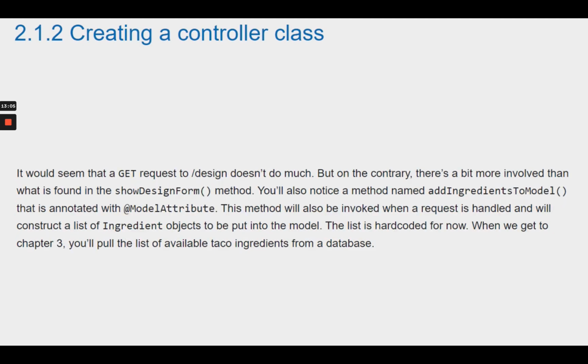It would seem that a GET request to /design doesn't do much, but on the contrary, there's a bit more involved than what is found in the showDesignForm() method. You'll also notice a method named addIngredientsToModel() that is annotated with @ModelAttribute. This method will also be invoked when a request is handled, and will construct a list of Ingredient objects to be put into the model. The list is hard-coded for now. When we get to chapter 3, you'll pull the list of available taco ingredients from a database.